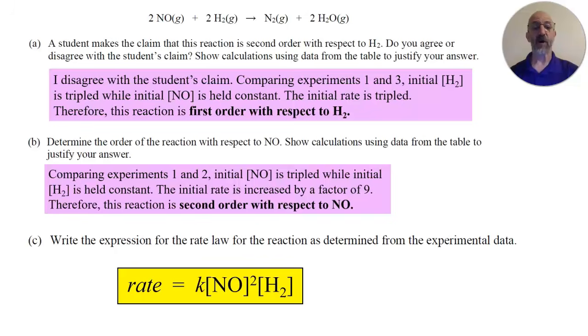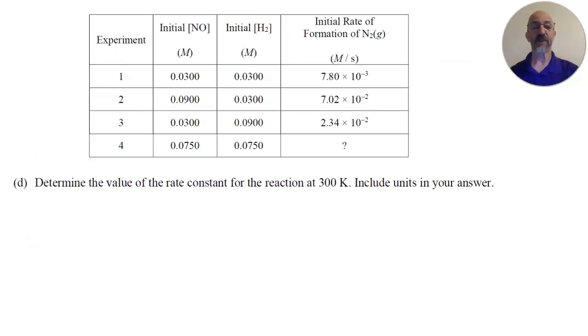Now in part D of this question, it says determine the value of the rate constant for the reaction at 300 Kelvin. Include units in your answer. Technically, you could pick experiment 1 or experiment 2 or experiment 3, and you would get the same numerical value for the rate constant, but I'm not going to show you all 3 of those calculations. You can just take my word for it. To determine the value of the rate constant, I'm going to just choose the data from experiment 1.